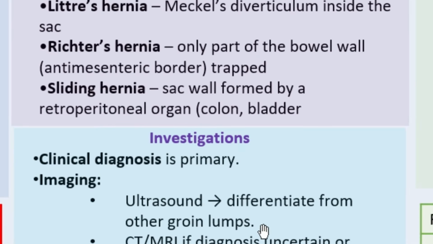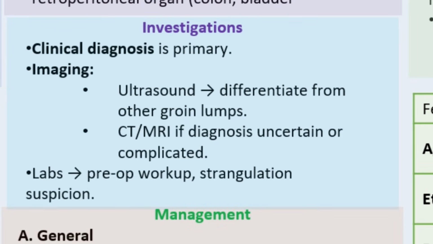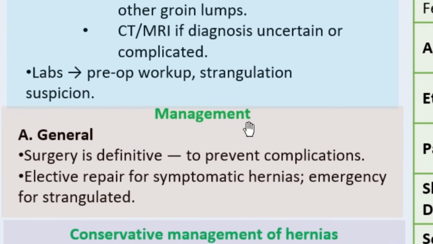So for investigations, the clinical diagnosis is the primary thing, and it's going to be supported, or we're going to rule out other differentials, with ultrasound. We can do CT and MRI. Then we can try to rule out risk factors. For example, if you suspect they have prostatic hyperplasia, you have to investigate that. Because if you do not, and you correct the hernia, but your risk factors are still there, the risk of recurrence is increased. If you're going to do surgery, of course, you need to do the pre-operative workup. You want to evaluate your patient for strangulation.